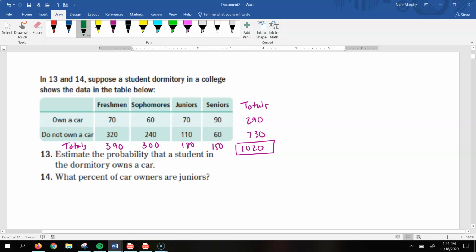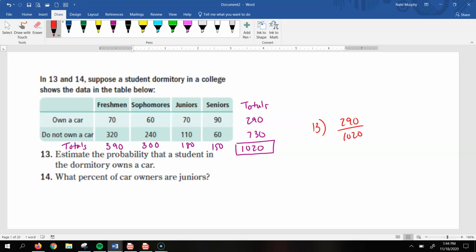For number 13, again, it says, estimate the probability that a student in the dormitory owns a car. There's 290 that own a car out of 1,020 that are in the dormitory. So for 13, we would just take 290 divided by 1,020, and when you do that, you would get 28.4%. If you're wondering what to round to, I'll make sure that I describe that on the test, so that way you know what to round to for each one of these.